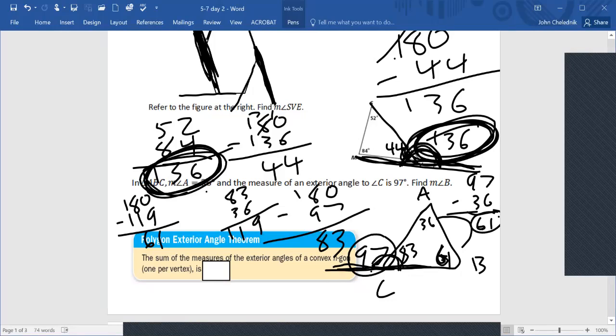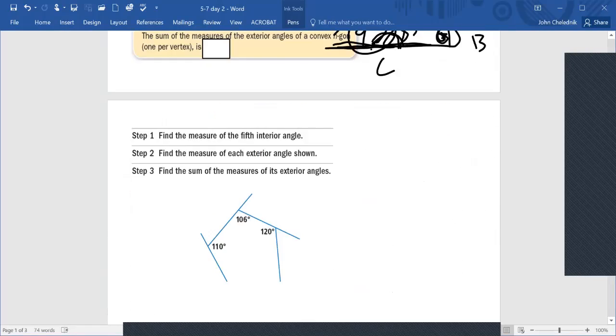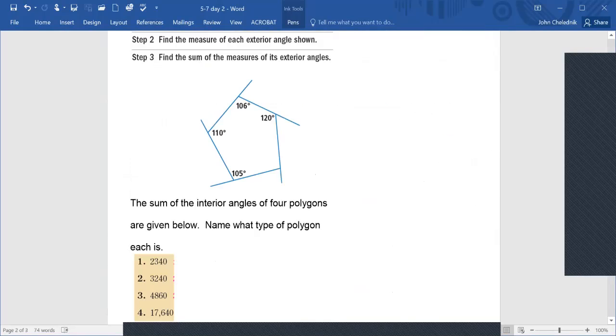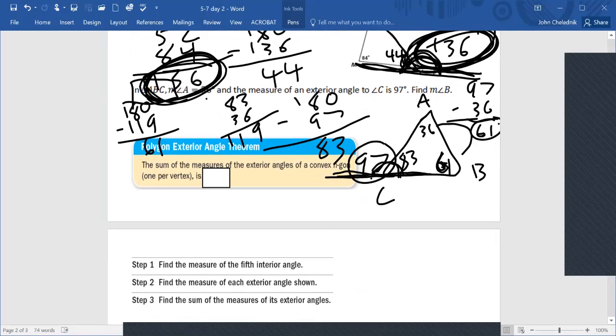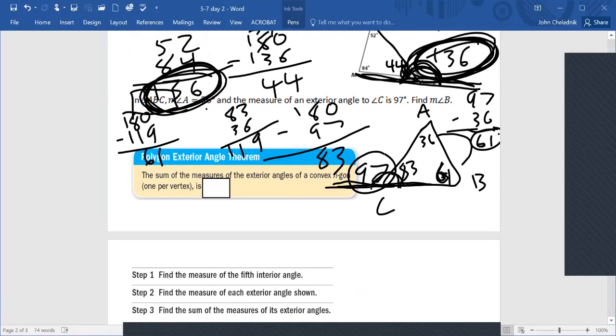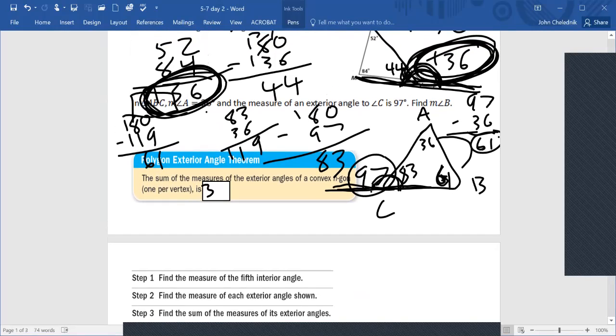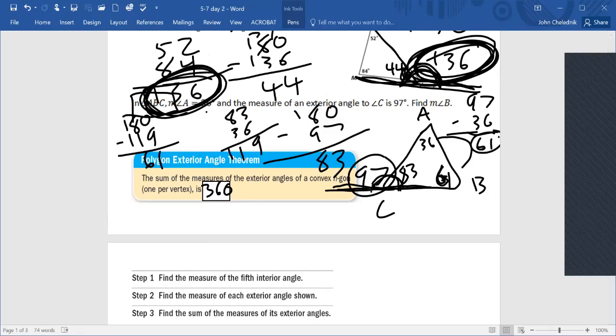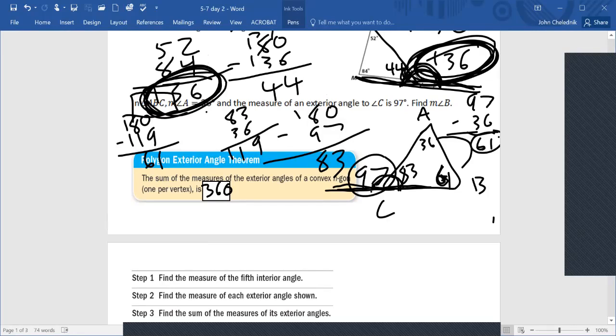But again, that only works since the shape is a triangle. Okay. Moving right along, we have the polygon exterior angle theorem. It says the sum of the measures of the exterior angles of a convex n-gon, one per vertex, is blank. Please fill that in with 360. The exterior angles, regardless of which type of polygon we are dealing with, will always add up to 360 every blessed time. So please write 360 down.